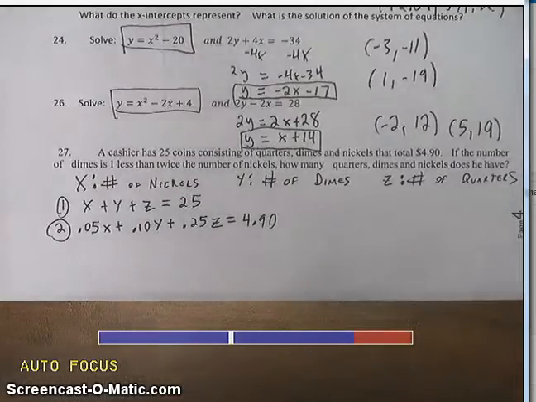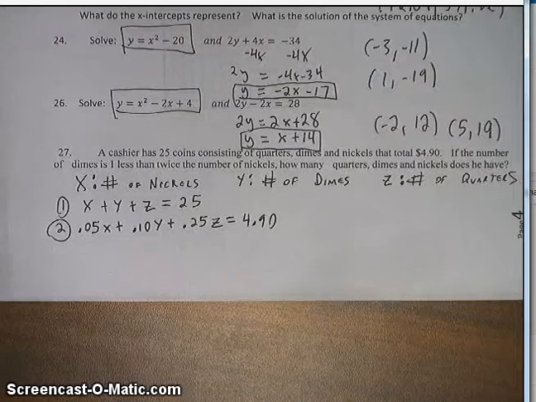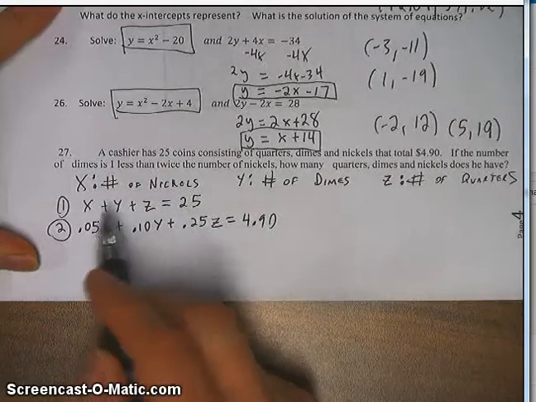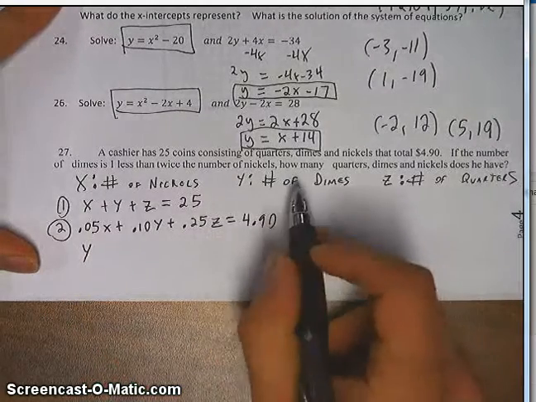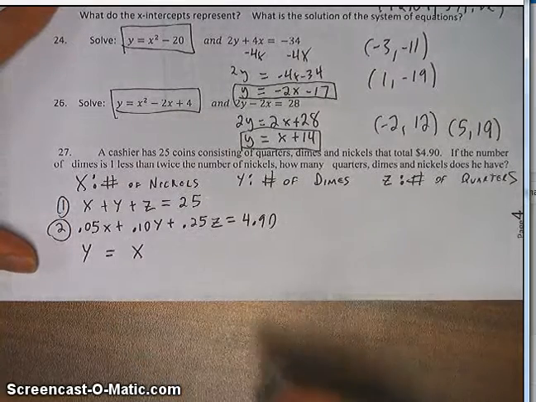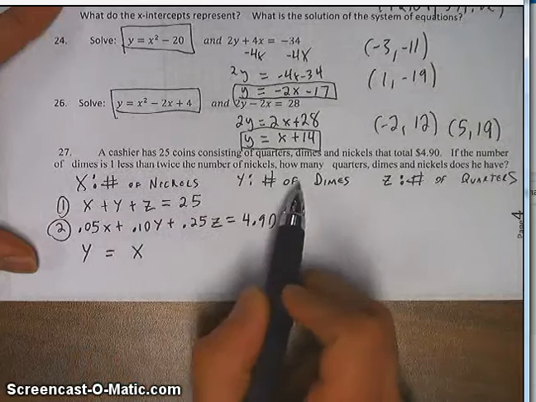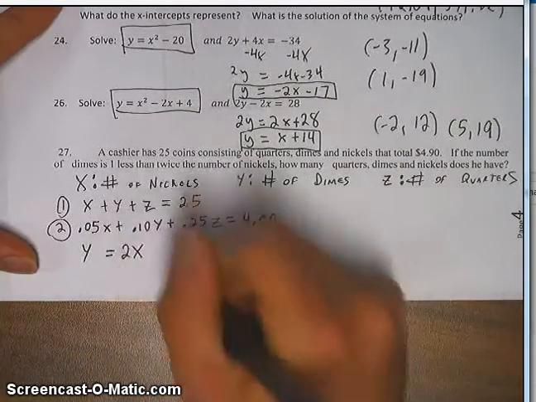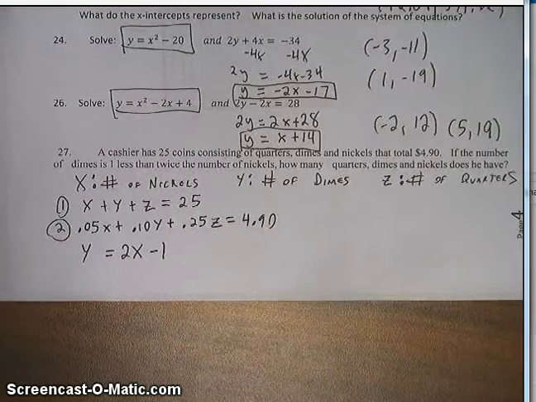This third equation is the tricky one. If the number of dimes is 1 less than twice the number of nickels, so the number of dimes is 1 less than twice the number of nickels. Okay, so dimes are y, nickels are x, and I need to put this so the number of dimes is 1 less than twice the number of nickels. So twice the number of nickels and 1 less than that is -1 is our third equation.